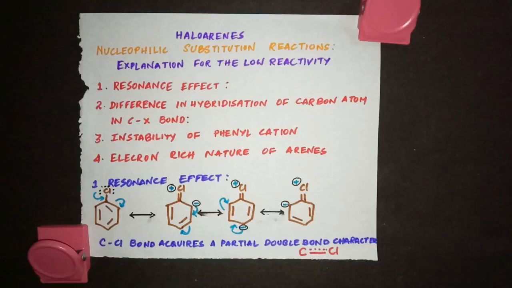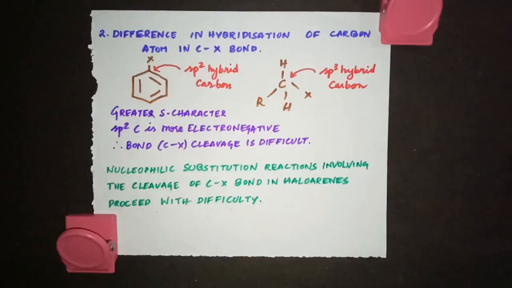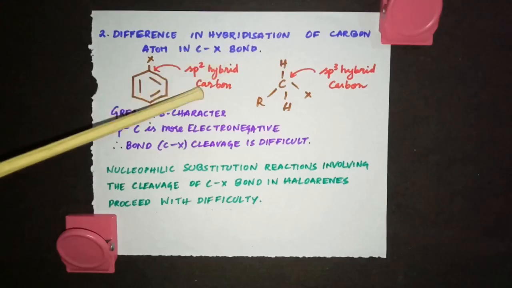Difference in hybridization of carbon atom in the C-X bond. What are the different hybridizations of carbon? It can show sp3, sp2 and sp. So what difference is there in the hybridization of carbon atom in haloarenes when compared to haloalkanes? So this is a haloarene, and this carbon has a double bond here. So this carbon is an sp2 hybrid carbon.